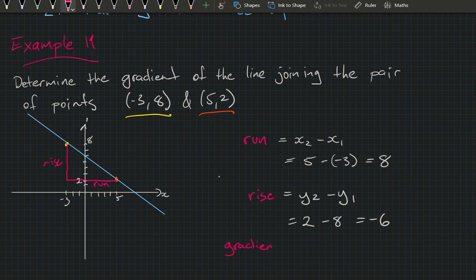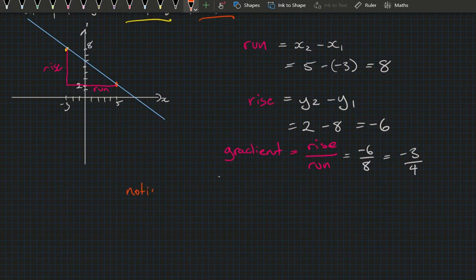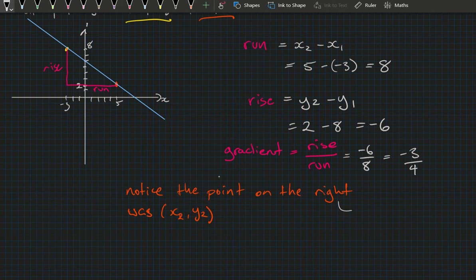So the gradient is equal to rise over run, which is equal to -6 over 8, which when I simplify it down is -3/4. Once again, notice that the point on the right was x2, y2. And by right, I mean it has the biggest x value.